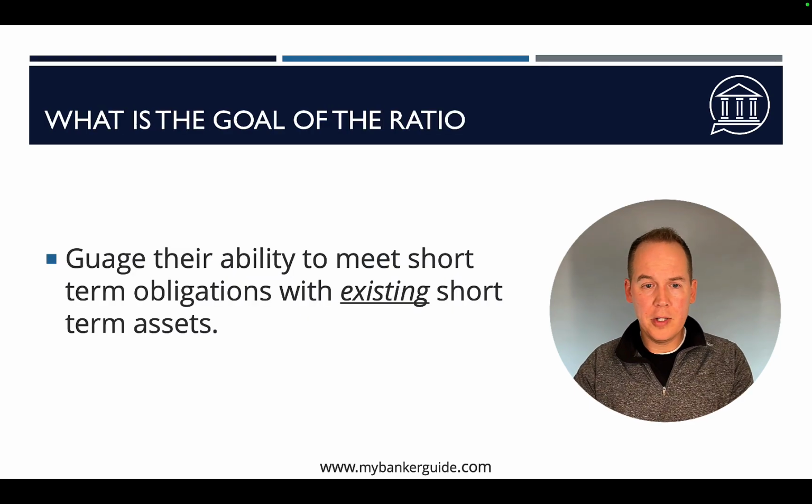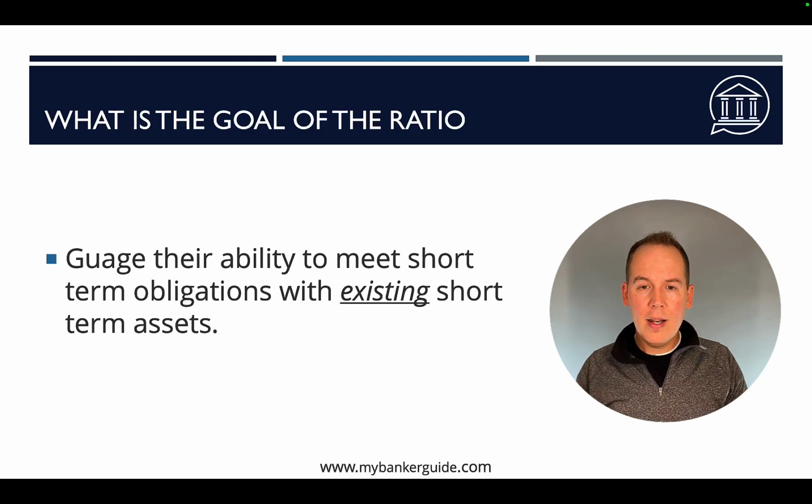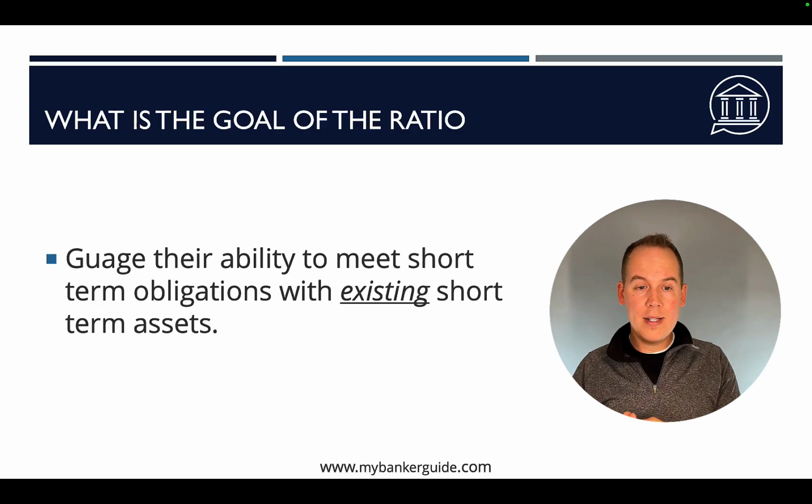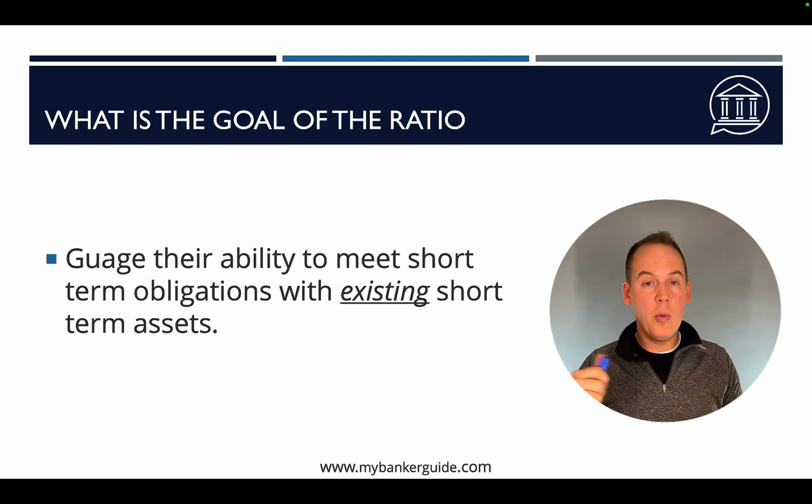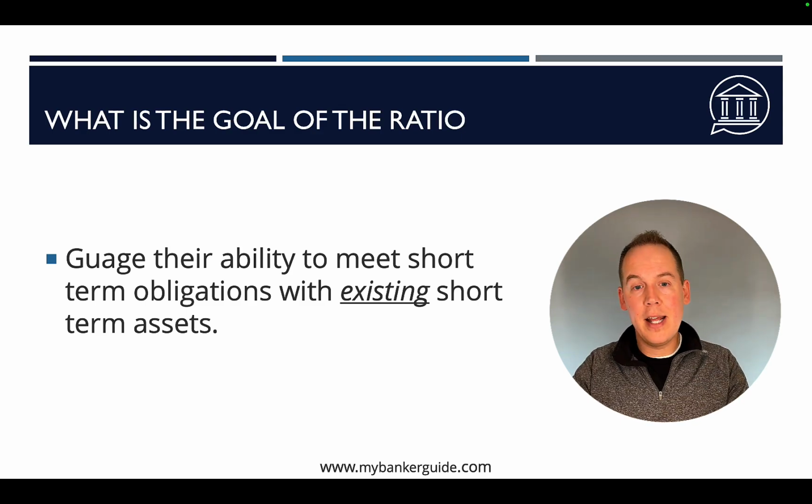So what's the goal of this ratio? The goal of this ratio is to gauge the borrower's ability to meet their short-term obligations with existing short-term assets. Now, that's kind of fancy speak. The way that I always look at this one is I think of it from the eyes of a person. If I'm going to lend money to two potential borrowers, and everything about them is the exact same with the exception that one's got $10,000 worth of cash and the other one's got $1 worth of cash, and you were to figure out which one is more likely to pay your loan back, obviously it's going to be the person who's got the cash on hand.